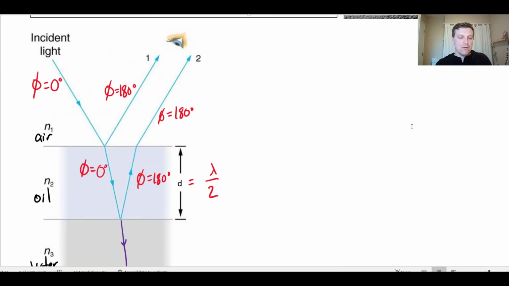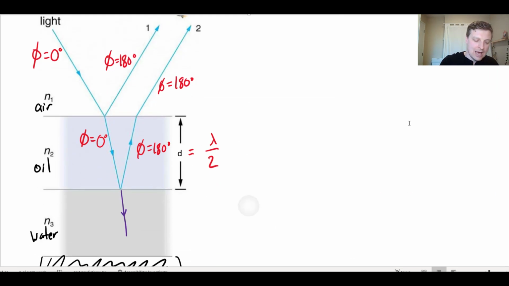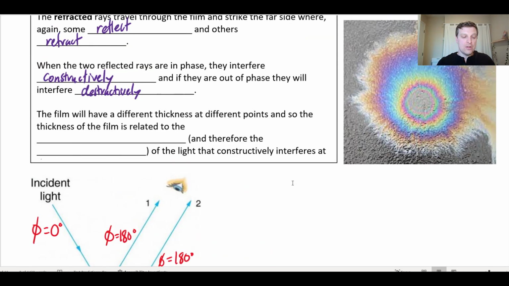So actually this formula that we come up with here is correct, except we need to add a little m, where again, m is just some integer. Okay, well, not like any integer like a bajillion, but like some small integer. And so that's why we get this repeating pattern here. So the film will have different thicknesses at different points. And so the thickness of the film is related to the wavelength. And since it's related to the wavelength and therefore the frequency, that means it's related to its color. And it tells you which wavelength of light you're going to constructively interfere with. Okay, that is it for diffraction and interference.